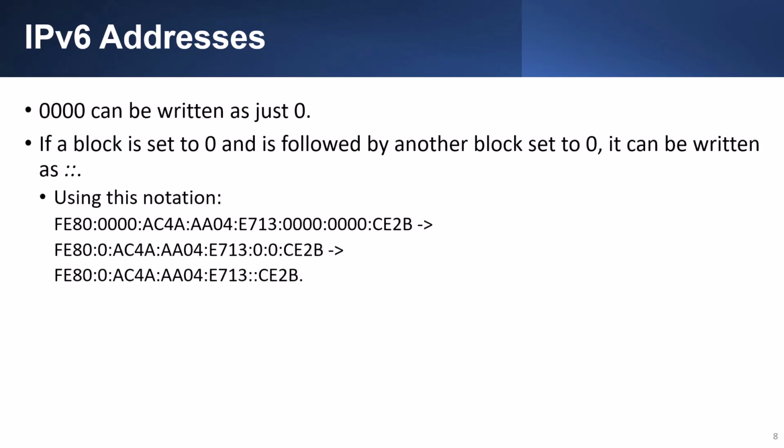For an IPv6 address, 0000 can be written as just 0. If a block is set to 0 and is followed by another block set to 0, it can be written as a double colon, as shown on the screen.